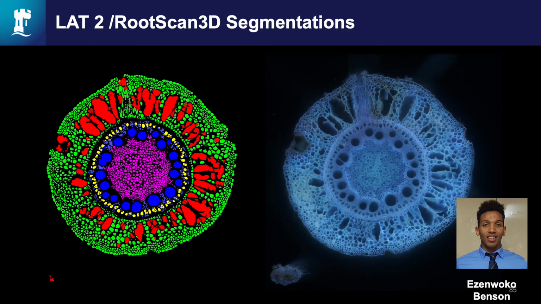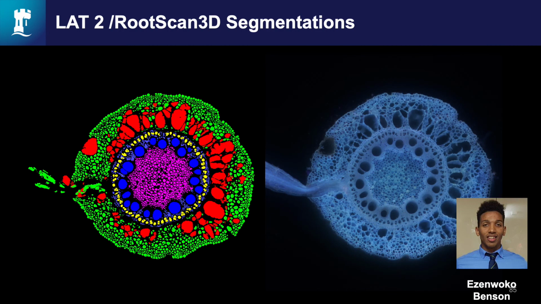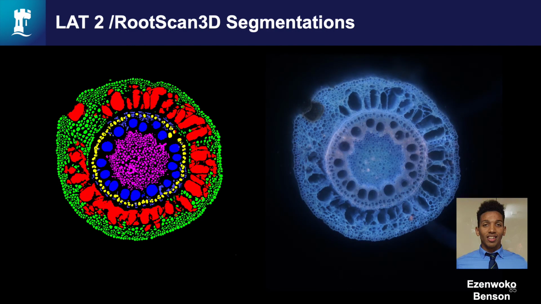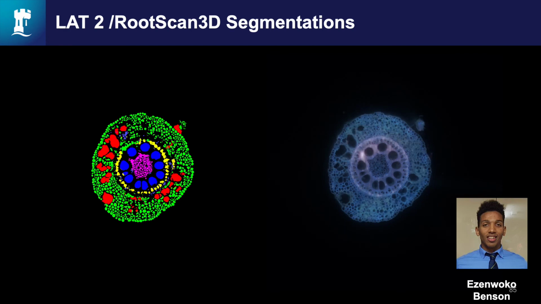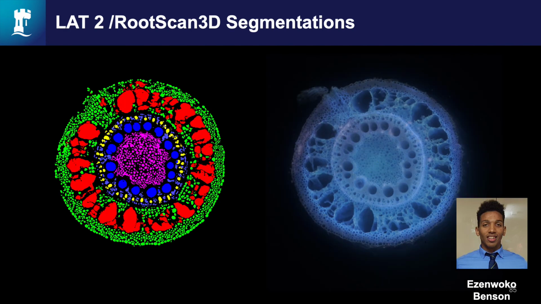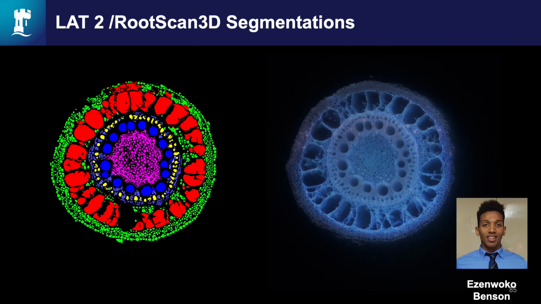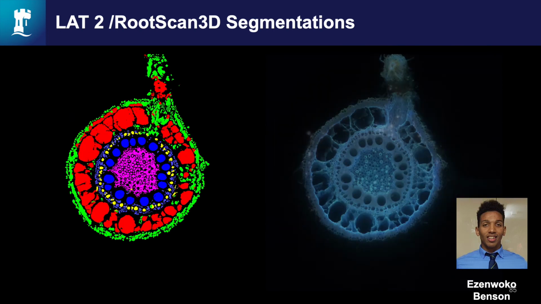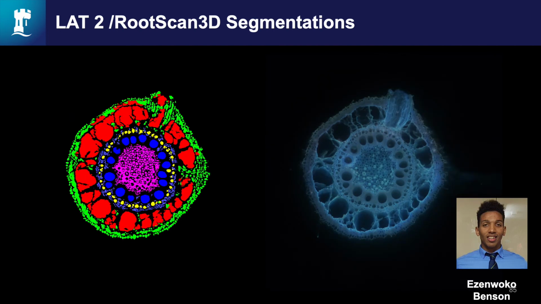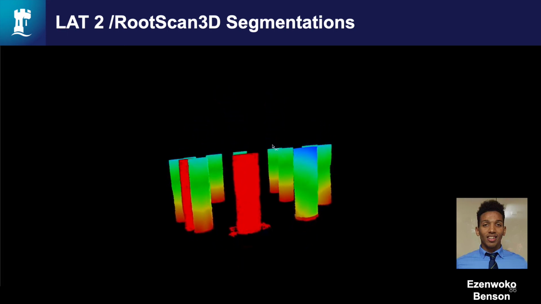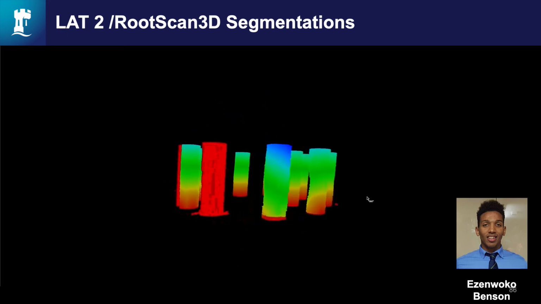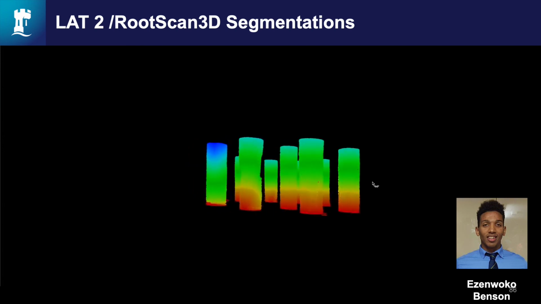Ezen Moko Benson at the University of Nottingham is developing RootScan 3D with machine learning to detect anatomical phenotypes without human assistance. In fact, this is able to detect anatomical phenotypes better than humans. And here we see that RootScan 3D can detect shapes in 3D, in this case maize xylem vessels from image stacks.